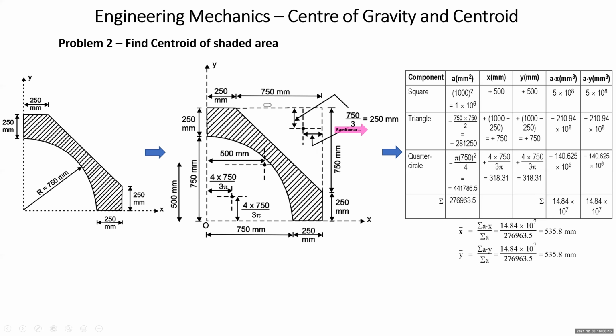So this way, students, the centroids of all 3 components are marked. So the first component of mine is the square. The square is of side 1000, so 1000 square.